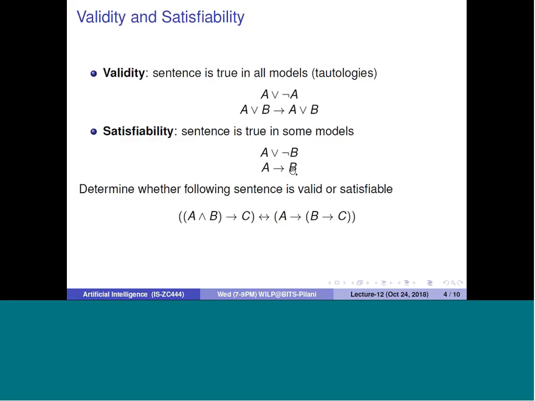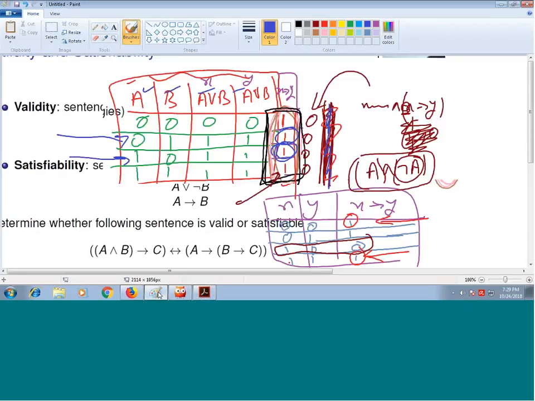Okay, so you have to go for another assignment, and when you see that yes, there is one assignment possible, then you are done. So now my question is, determine whether the following sentence is valid or satisfiable. Can you solve this with me? Can you find out whether this statement is valid or satisfiable? This is the question.